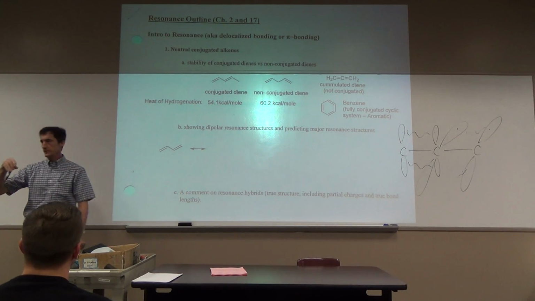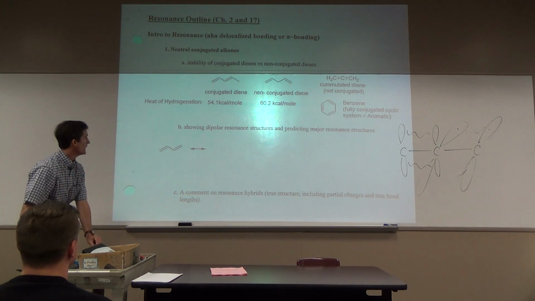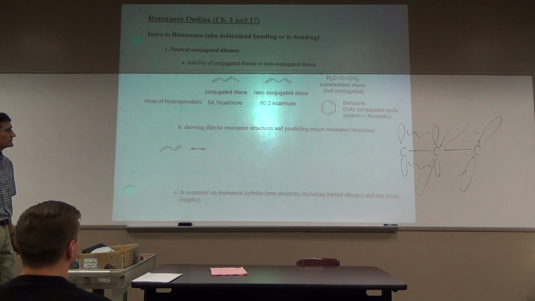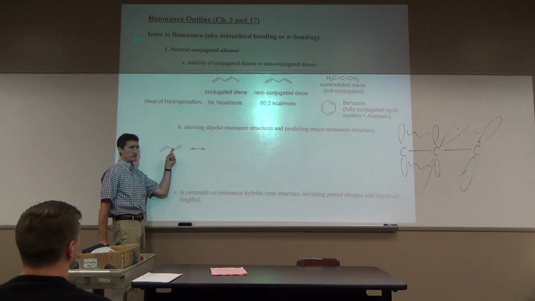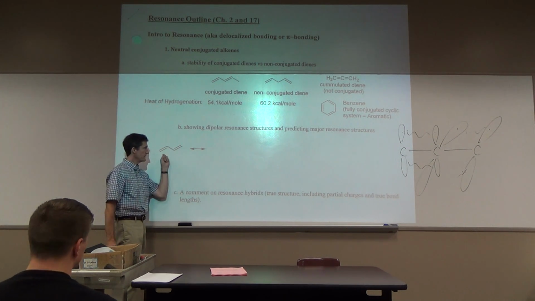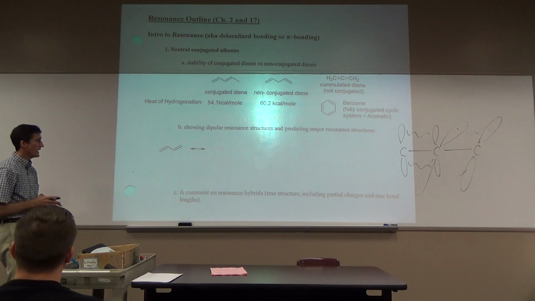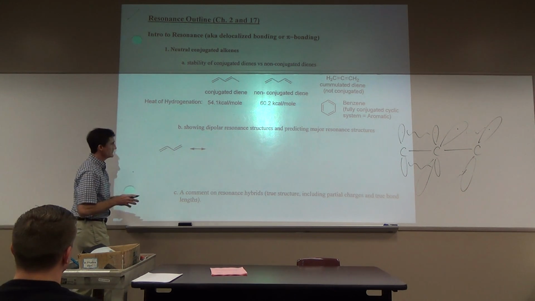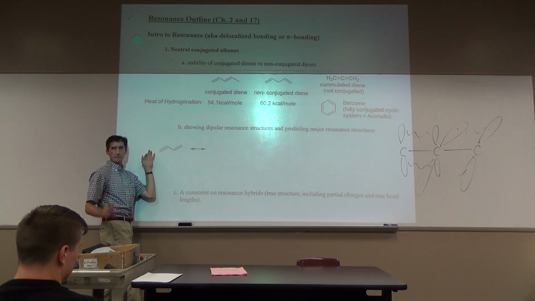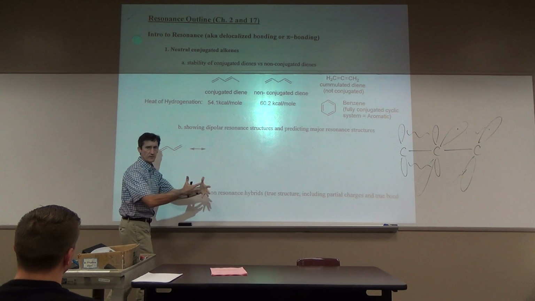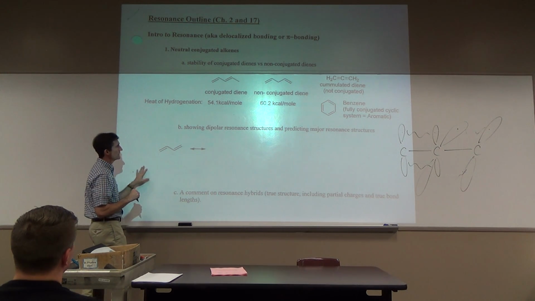The lining up of the p orbitals is a good thing. Showing dipolar resonance structures and predicting major resonance structures. Okay, this is actually a tough place to start, and sometimes I probably may skip this. We'll look at the structure, but we may not draw resonance structures. Mainly the problem is it's not polarized, and so the direction of the electron's movement is unintuitive. That may make sense a little bit later.